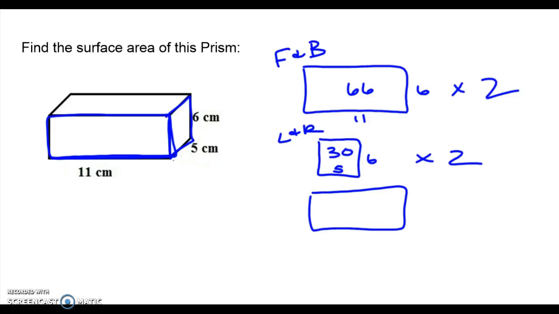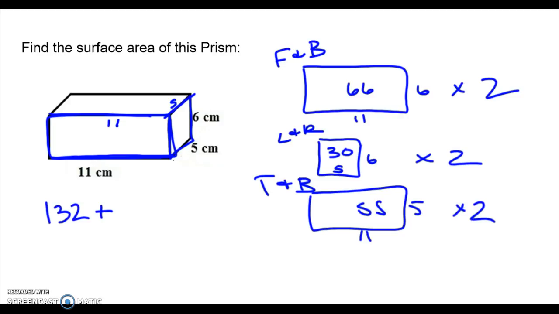And then my top and my bottom, I have 11 by 5, which is 55. And I'm going to also have to multiply that by 2. So then I'm going to have to do 66 times 2, which is 132. And then 30 times 2, which is 60. And then I'm going to have to do 55 times 2, which is 110.